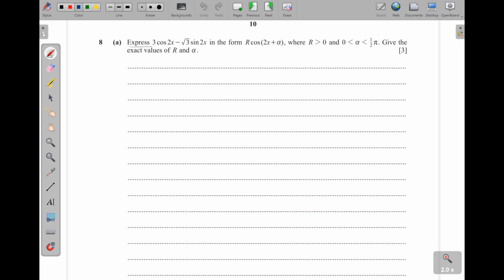Question 8, part A. Express 3 cos 2x minus root 3 sine 2x in the form r cos(2x plus alpha), where r is greater than 0, and alpha is ranging between 0 and pi over 2. It's an acute angle. Give the exact values of r and alpha. Now here you don't have to waste your time. If you have 3 cosine of 2x minus root of 3 sine of 2x, this one is going to be equal to r cosine of (2x plus alpha).